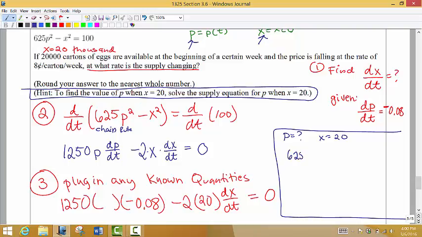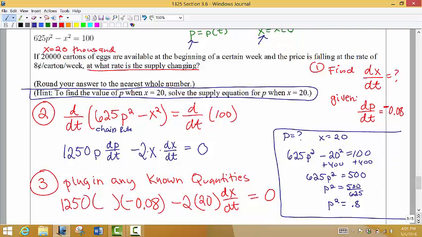Alright, so we're going to solve the supply equation here for P. So I'm going to put 625P squared minus 20 squared is equal to 100. Okay, 20 squared is 400, so I'm going to add 400 to both sides of this equation. So I get 625P squared is equal to 500. Divide both sides by 625. Okay, when I do that, I get 0.8.